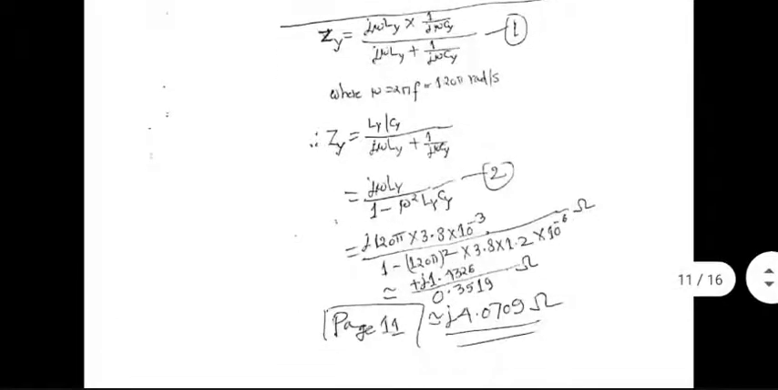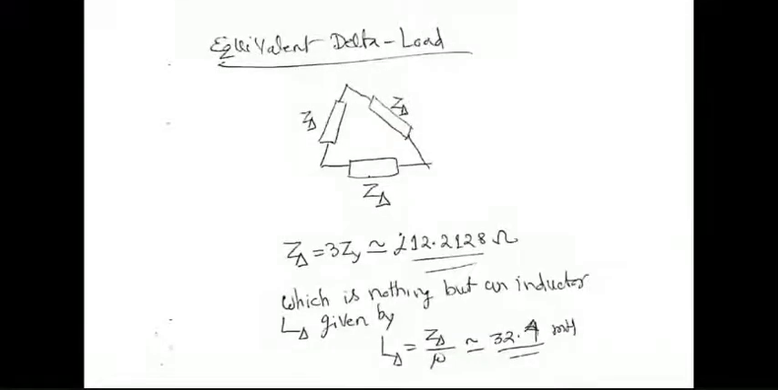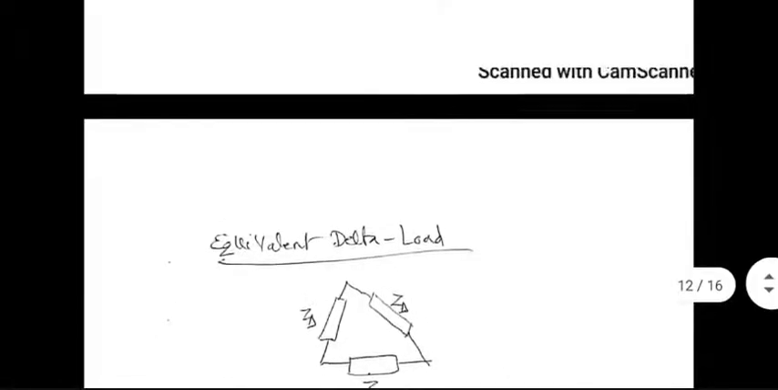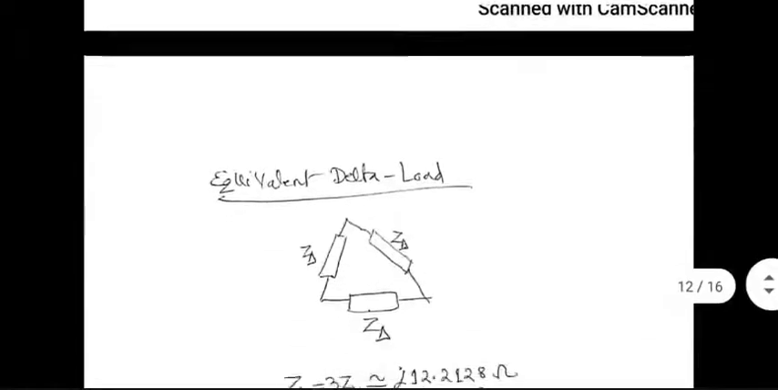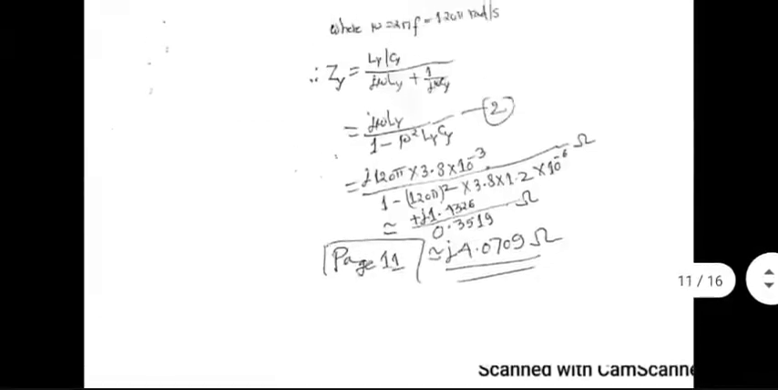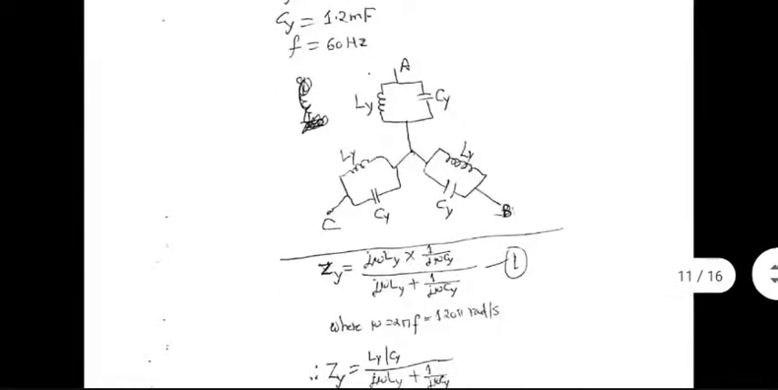Now you apply the formula to convert this into delta load. And it's a balanced load, so simply a factor of 3 would do the job. Z delta is j3 multiplied by 4.0709 ohm. So a purely inductive component is usable to represent the given star load as a delta load. Fine.